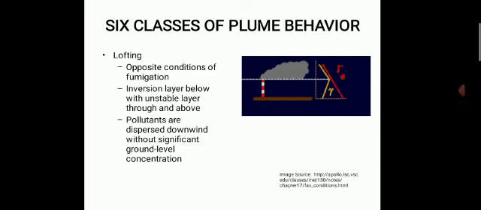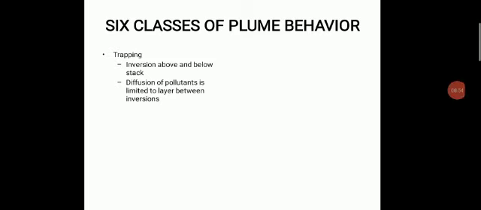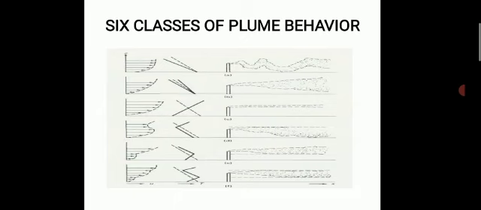When there is little or no vertical mixing, pollutants tend to form high concentrations at ground level. Trapping. The inversion above and below the stack causes trapping. Diffusion of pollutants is limited between the different layers of inversion. This figure shows different stacks and the plume behavior of the stack, and the graphical representation between the environmental lapse rate and the adiabatic lapse rate.